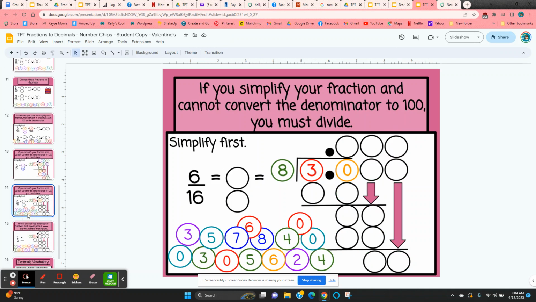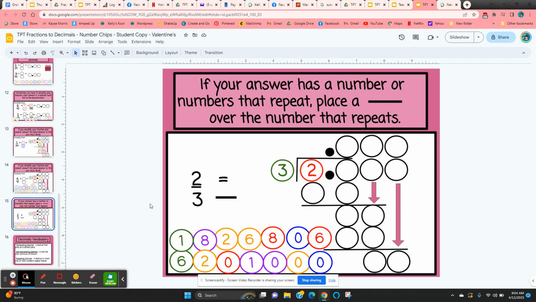Now you've got another long division problem on the next slide. And then finally, you've got a fraction that changes to a repeating decimal. So this will be just a 6 that continues to repeat. So when they complete the division, they're going to use this bar to show that 6 repeats.